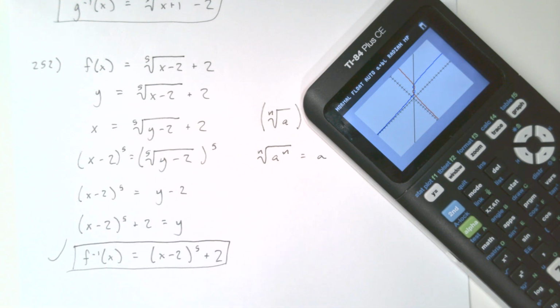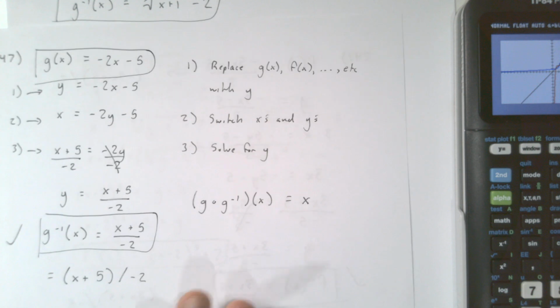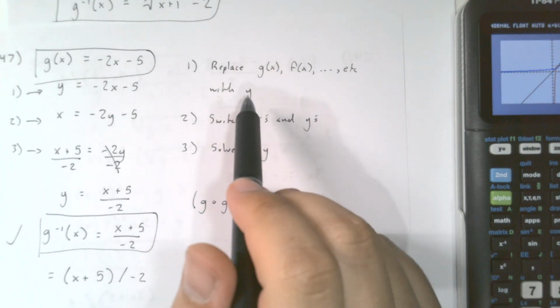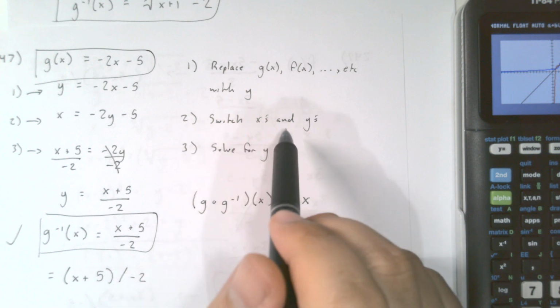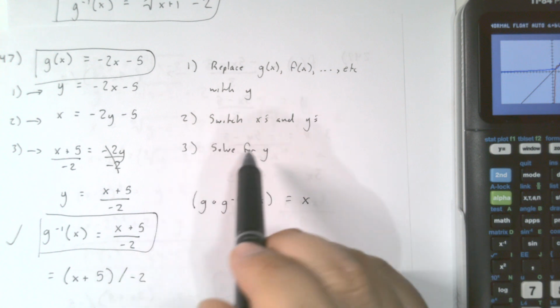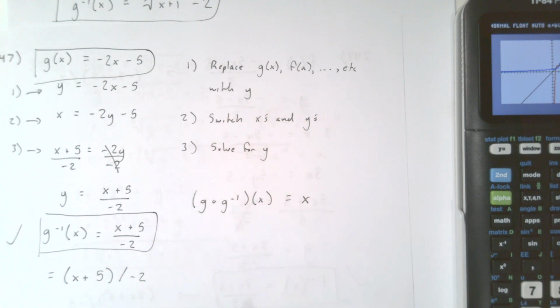So to recap, and I wrote it on this page over here. Whatever function you're working with, just replace it with a y. Step 2, switch your x's and your y's. And 3, solve for y. So whatever result you get for your y is going to be your inverse function. And you can, of course, verify that with your calculator now.